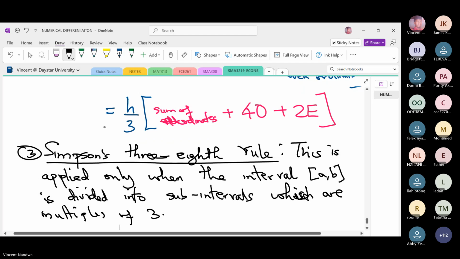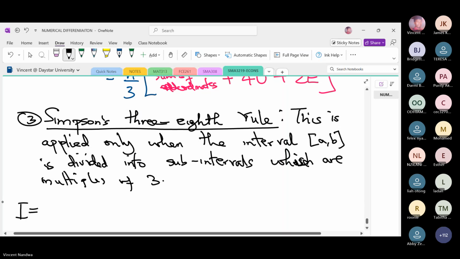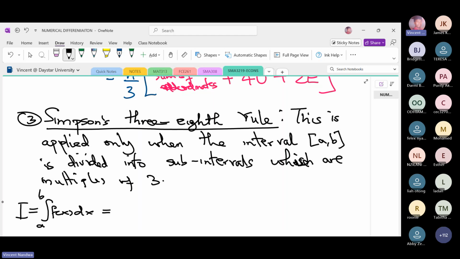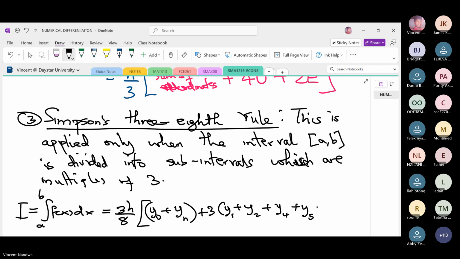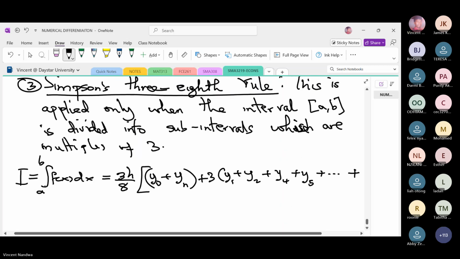So this formula will be: integral from a to b of f of x dx will be 3h/8 into y0 plus yn, sum of the end ordinates, then plus 3 into y1 plus y2 plus y4 plus y5 plus yn minus 1, plus twice y3 plus y6 plus y9 all the way plus yn minus 3.